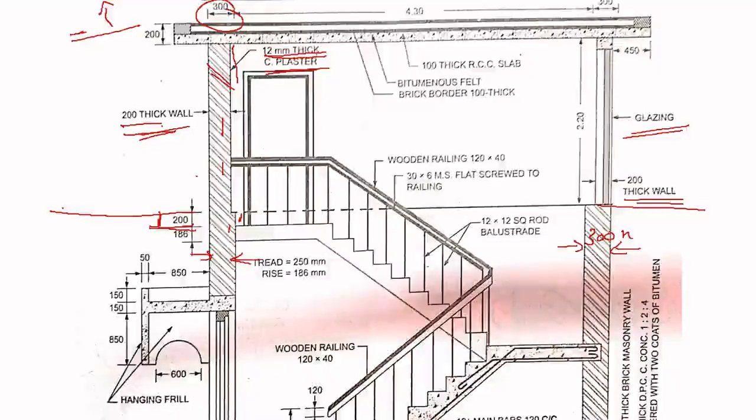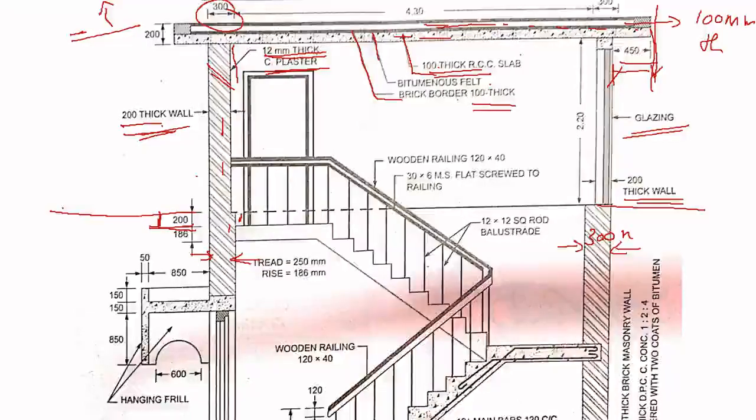Here on the slab you have 100 mm thick RCC slab. Okay, and this is your slab. Above the slab you have a bituminous felt, and above that you have a brick border of 100 mm thick. This is the brick border of 100 mm thick. And this distance is 450 mm. The distance between the wall and outer edge of the slab is 450 mm.